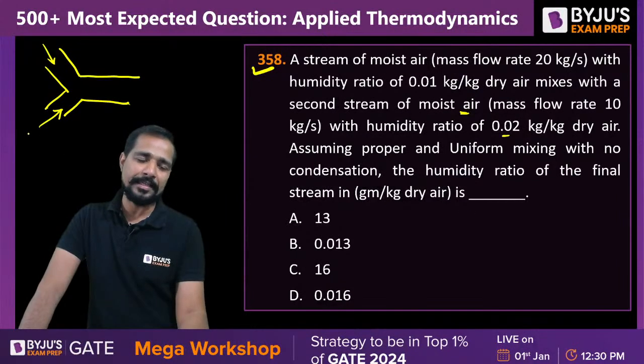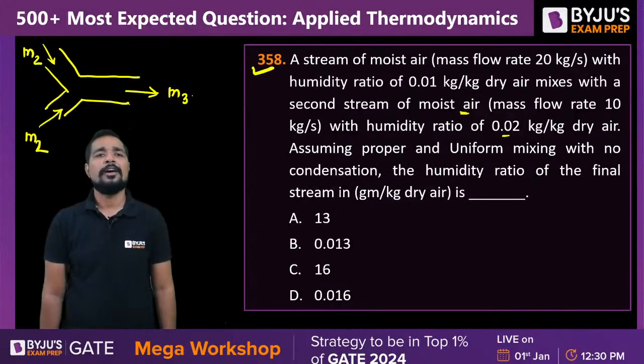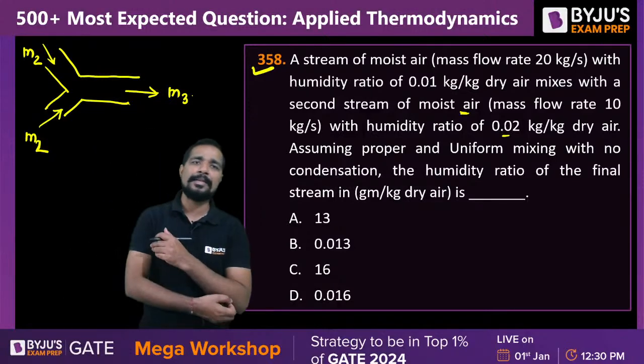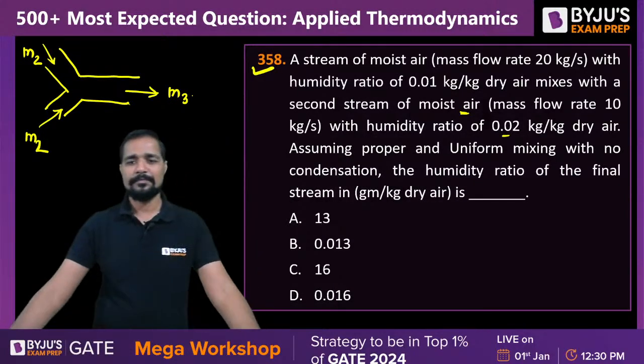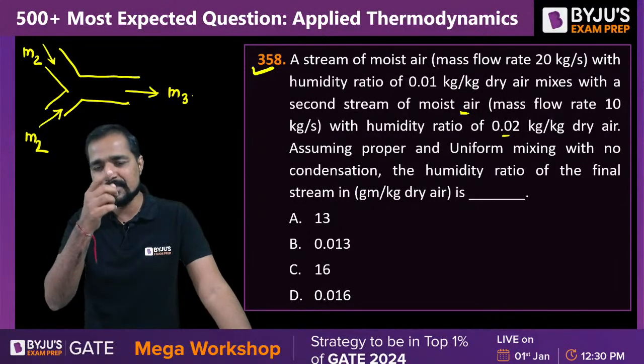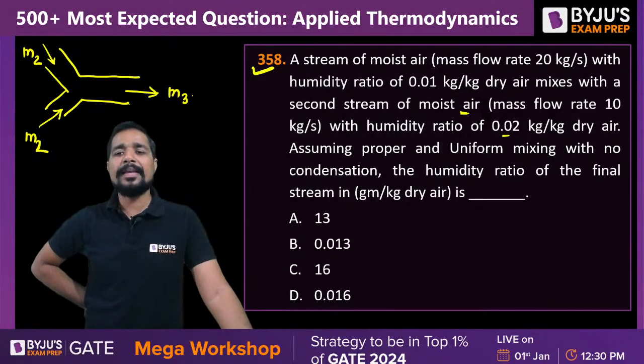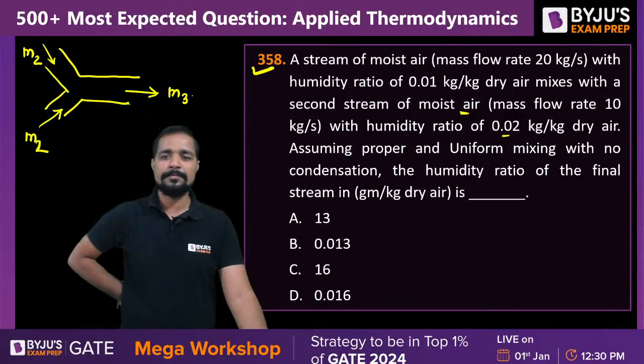What is the humidity ratio? One mass is coming from here, a second mass is coming from here. Then what is the third? This is the question, my dear. Can you please tell me the answer? How much correct answer are you all getting? Let's see. Dry air is given to us. A is the correct answer, according to gram per kg of the dry air, which is asked, my dear.